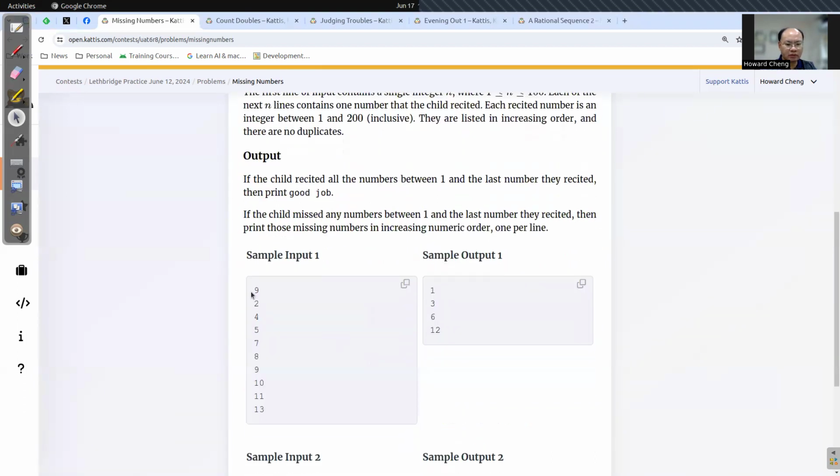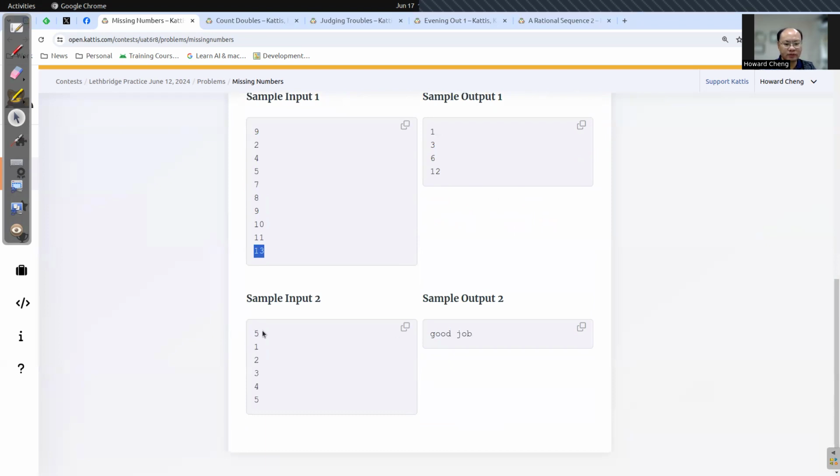So you see here, the 9 numbers start with 2, 4, 5, 7, 8, and so on. And you should know that the missing ones are 1, 3, 6, and 12. And you end at 13 because that's where it ends. And then in the second case, they give you 5 numbers. It's all there, 1 through 5. So you say, good job.